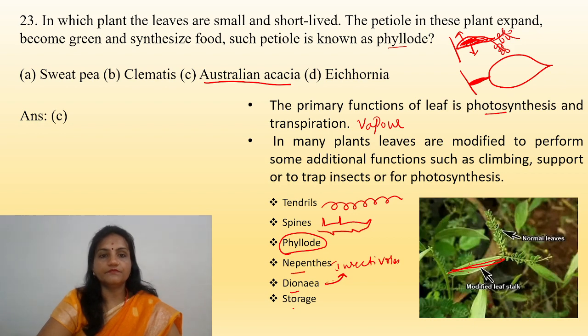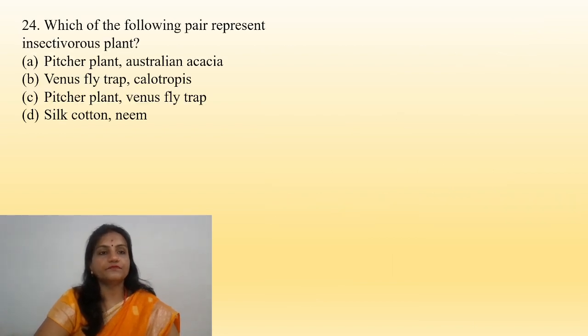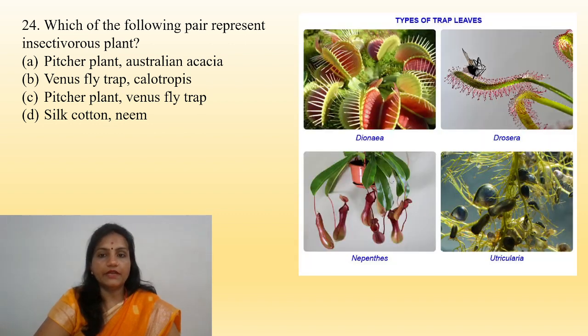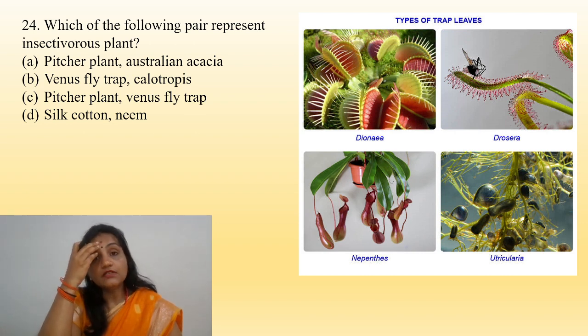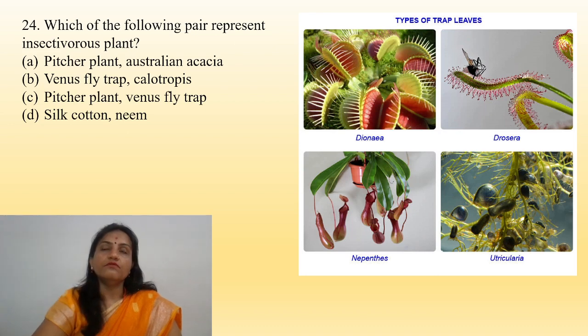So it's a very important point. Which of the following pair represent insectivorous plants? Okay, so leaves also modify as an insectivorous part. Why does this happen? In some places where the plants are growing, when they are not getting proper nutrition from the soil, in order to get nutrition the leaf part gets modified. How do they get it? They catch the insects. So you can see here, this is Dionaea. We call it Venus flytrap.